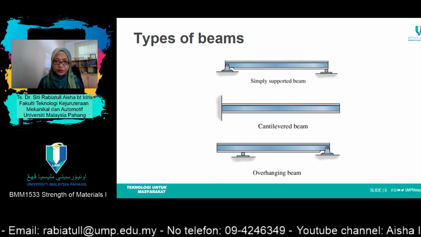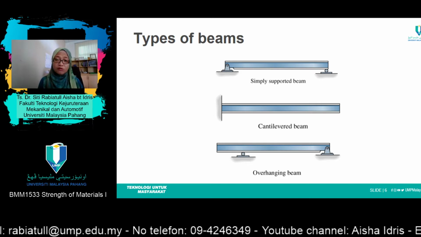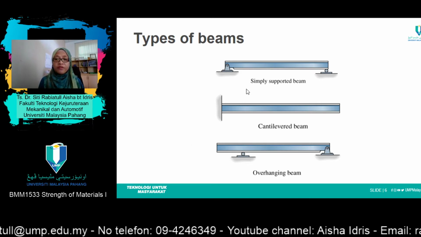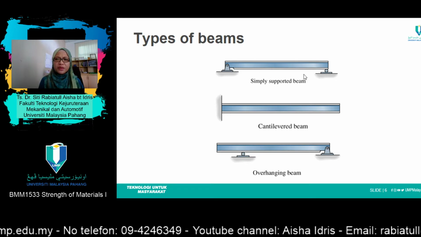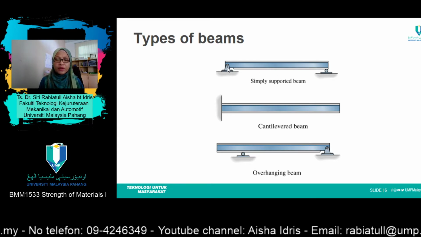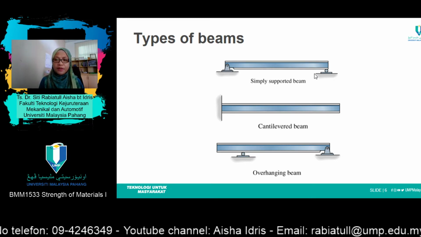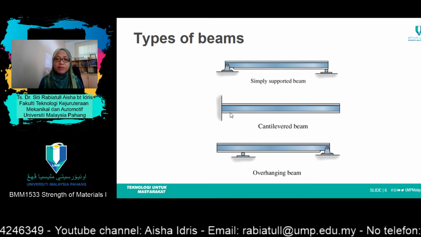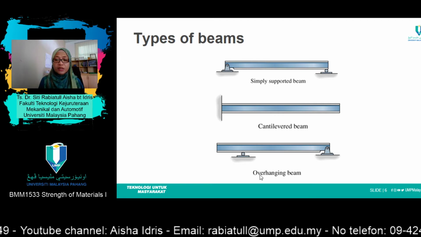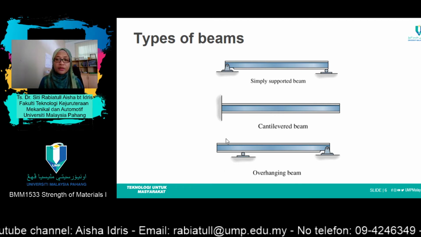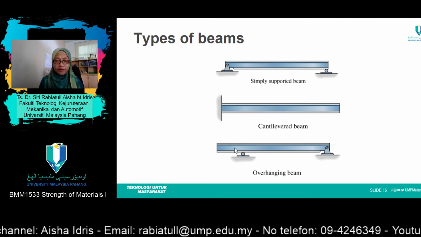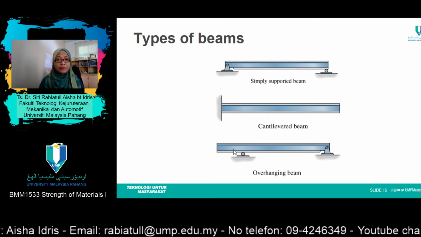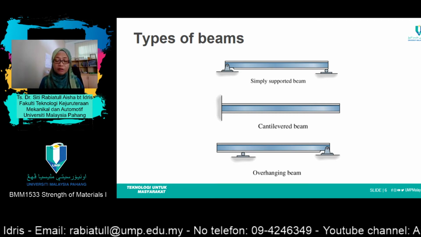Types of beam. There are three types of beam which can be found nowadays. Simply supported beam: if you look at the diagram here, this one is a pin support and this one is a roller support. After that, cantilever beam. Number three is the overhanging beam. As you look at this one, this is the overhanging part of the beam. So there are three types of beams that can be found.